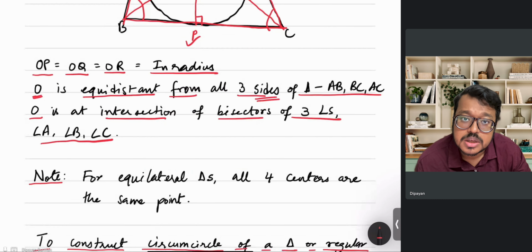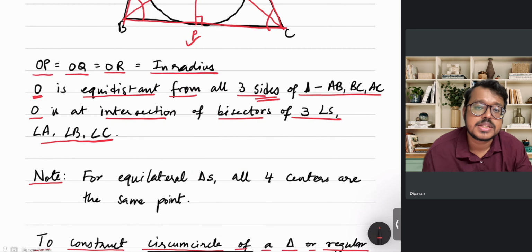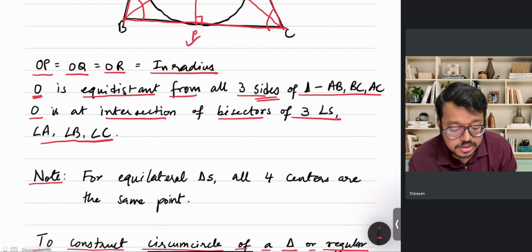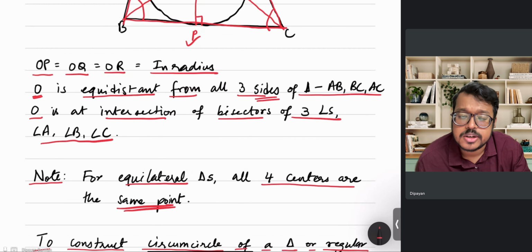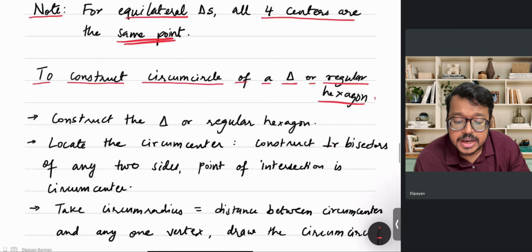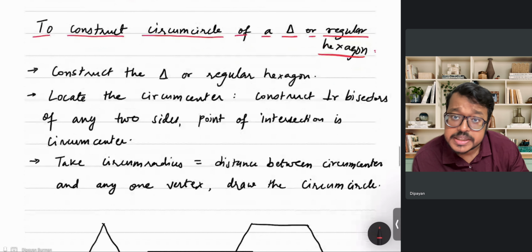Now, we were discussing these things for any triangle in general, but in the specific case of an equilateral triangle, because it is very symmetrical, all four centers will be the same point. It will be a coincident point where all four centers are on the same point. Now we apply whatever we discussed till now to construct circles and tangents in different situations.